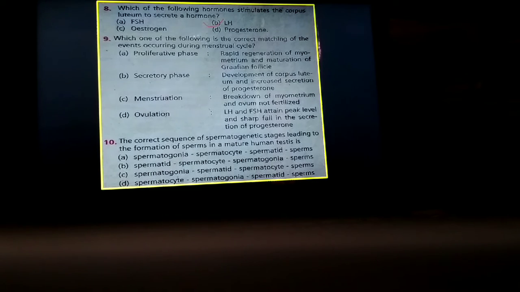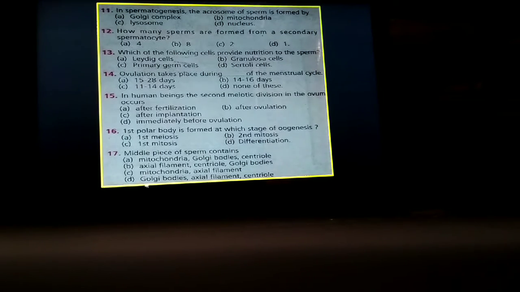Question number 9, which one of the following is the correct matching of the events occurring during the menstrual cycle? So the correct option is option B, that is secretory phase, where development of corpus luteum and increased secretion of progesterone take place. Question number 10, the correct sequence of spermatogenic stages leading to the formation of sperms in a mature human testis is, option A is the correct answer, that is spermatogonia gives spermatocytes, then spermatid, and finally sperms.